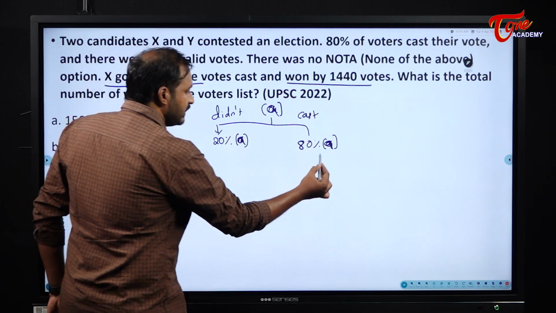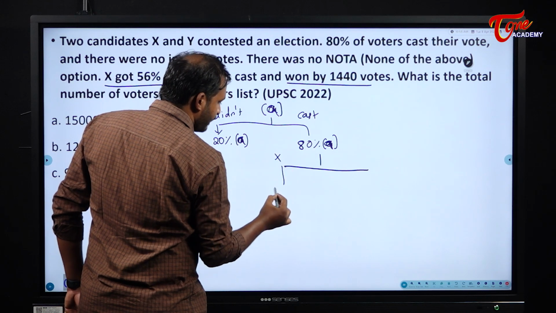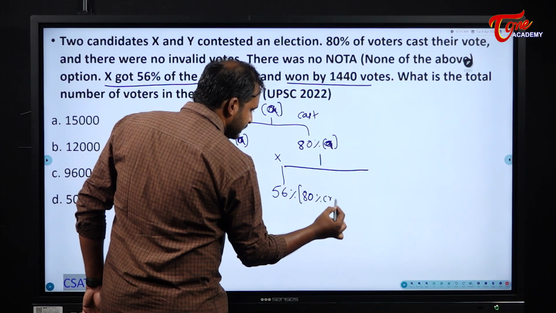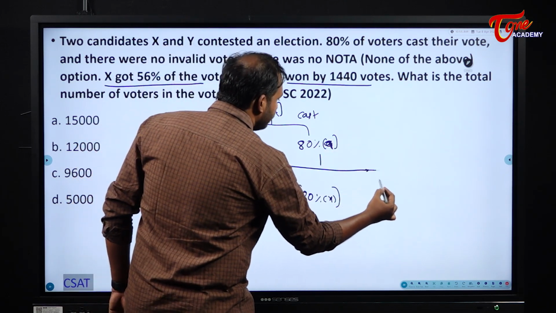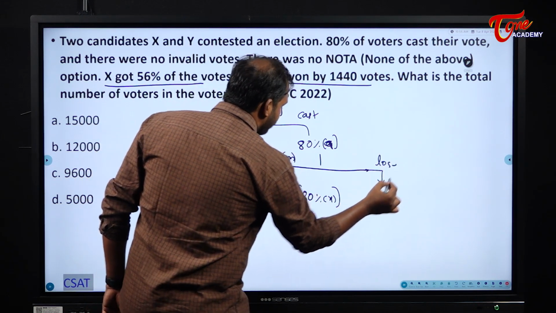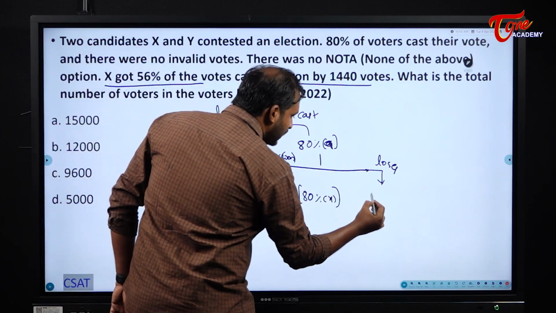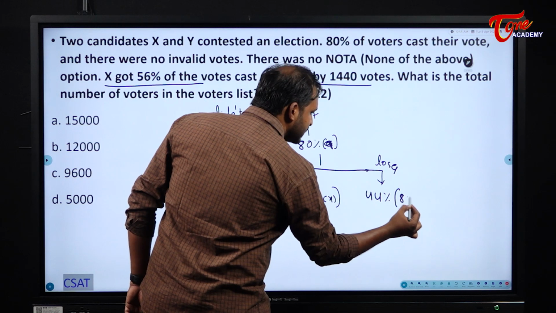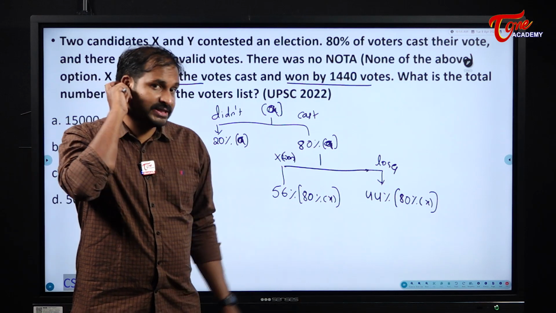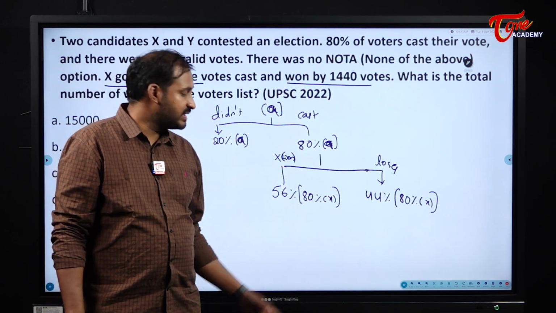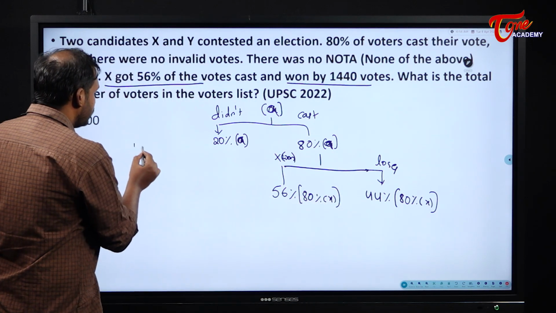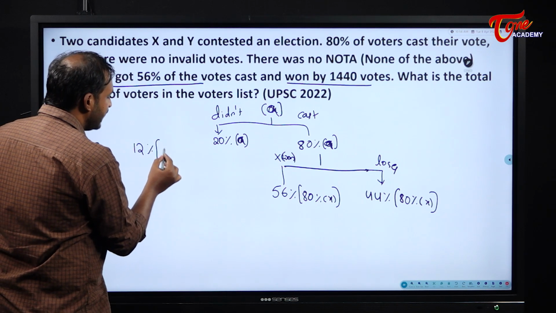Now see here, if X gets 56% of these valid votes, that is 80% of X, what about the loser? Anyway, X won the election. The loser will get what percentage of valid votes? He will get 44% of valid votes. Why? Because there is no scope for NOTA. Very clearly they mentioned in the question. Now tell me, what is the majority X gets here? X will get 56 minus 44. What is it? 12%. So the majority is 12% of 80% of X.